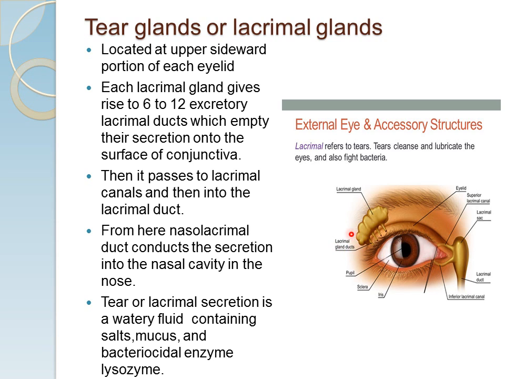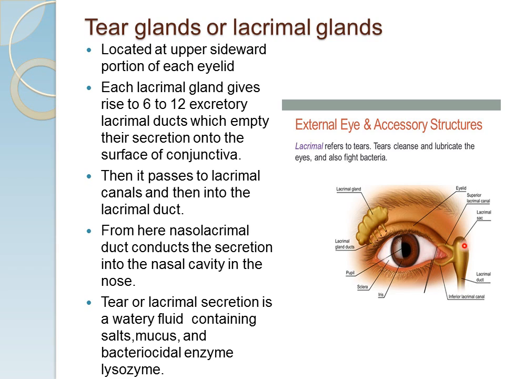Now these are all lacrimal ducts. So they give rise to approximately 6 to 12 lacrimal ducts, and they empty their secretion onto the surface of the conjunctiva. This is the conjunctiva, so they are all emptying their secretion on its surface. Then it passes through these canals and then into the lacrimal duct.